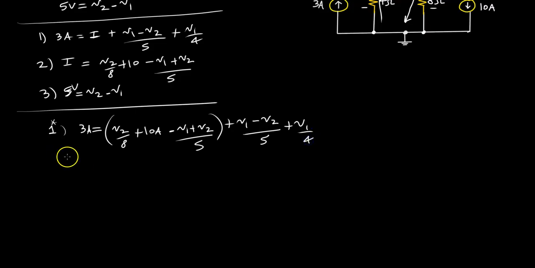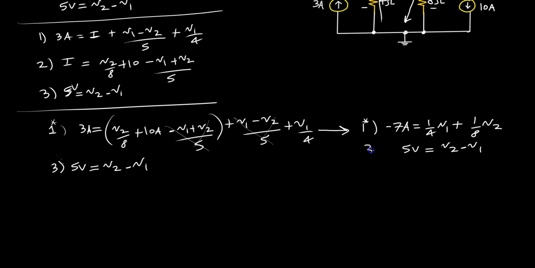V1 over 4. And for the second equation, which I will call 2 star, let me just go ahead and call it 3, because by identity it's just equation 3, and we already know that it is 5 volts, which is equal to V2 minus V1. So I'll go ahead and simplify the first equation.